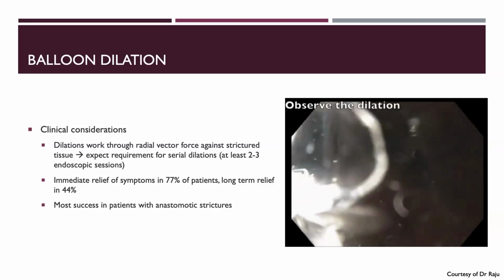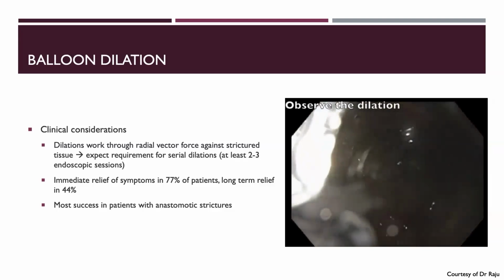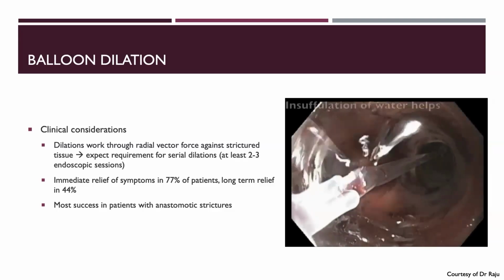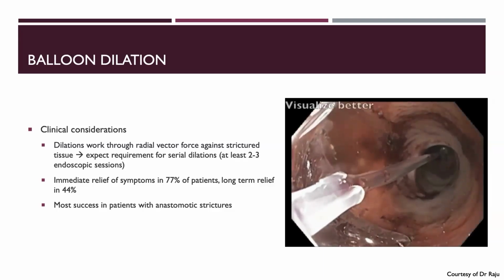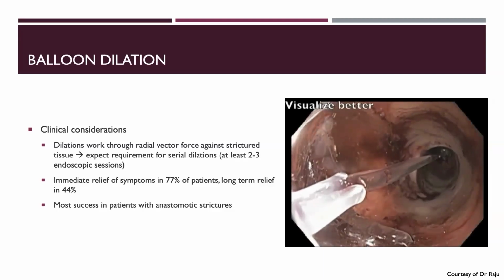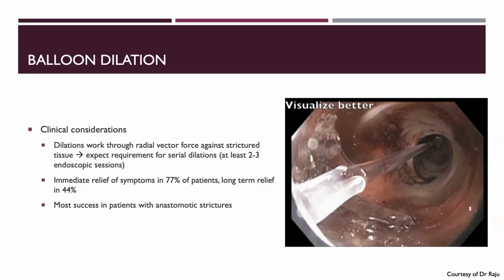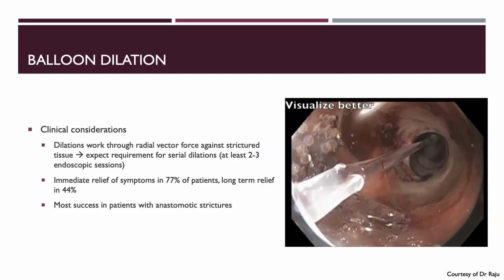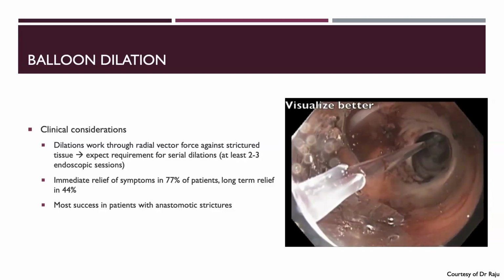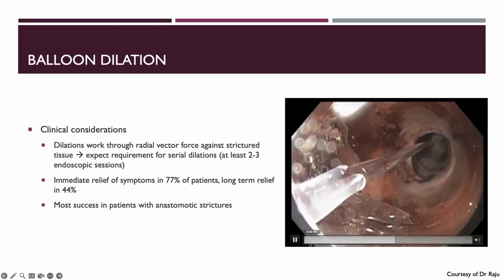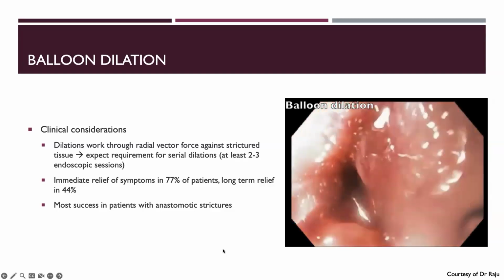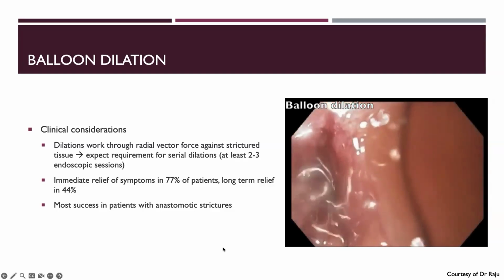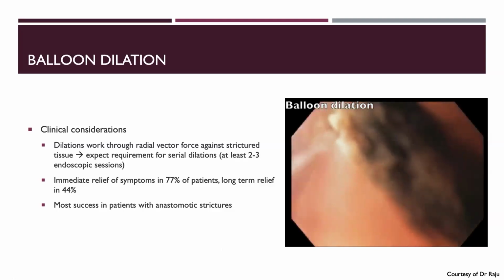A lot of patients get immediate relief. Again, the balloon opens it up and it has this temporary force with it. But as long as it actually breaks something, then you get the long-term relief. That's why you see only 44% actually get long-term relief. And the most success is in patients with anastomotic strictures because of the scarring, so you're able to break the scar up with the balloon. What we see here, and if I go back just a little bit, is an anastomotic stricture. You see a balloon traversing the stricture easily across.